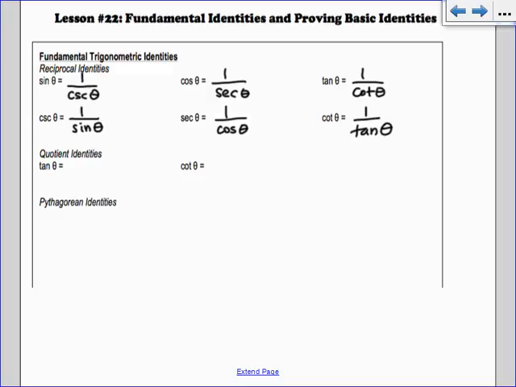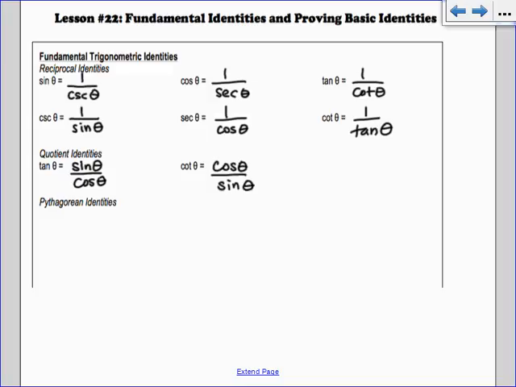Okay, the quotient identities. If you see tangent, you know tangent is not only 1 over cotangent, but we also write tangent as sine over cosine, right? Which you've definitely done before. And therefore cotangent, since it's the reciprocal of tangent, is going to be cosine over sine.